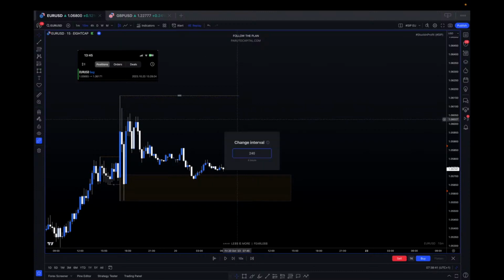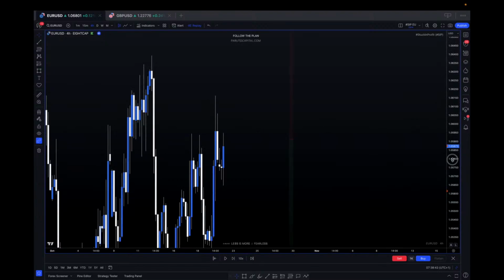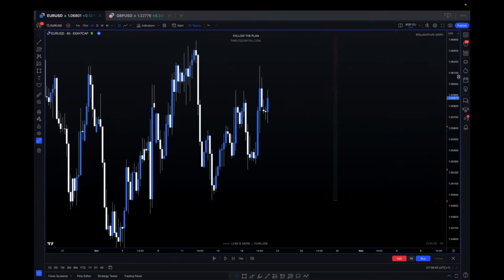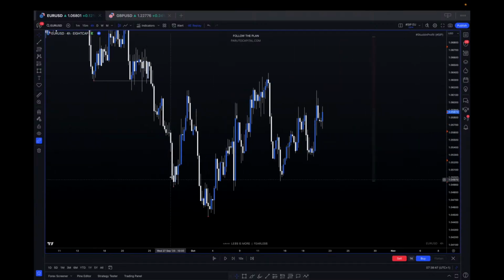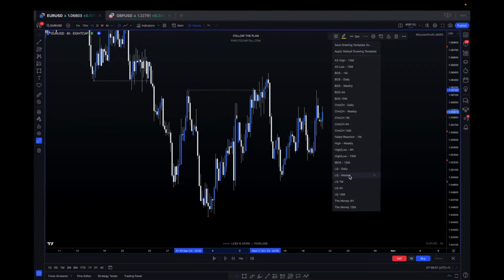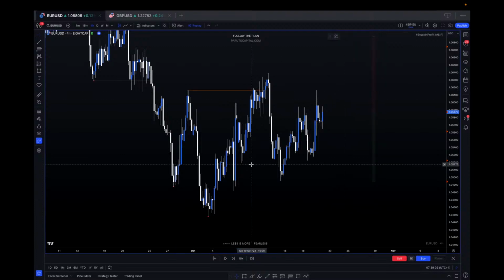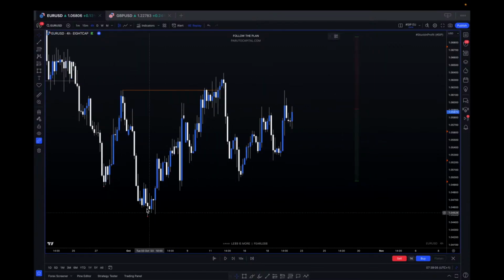Let's go to the 4-hour and look at what we have. Here you can see this was the low that got taken out, and then we had a new low, and this low led to this high being taken out. So clearly the 4-hour has changed from bearish to bullish. It was bearish here, but now the low has taken out the previous high, and now it's bullish.